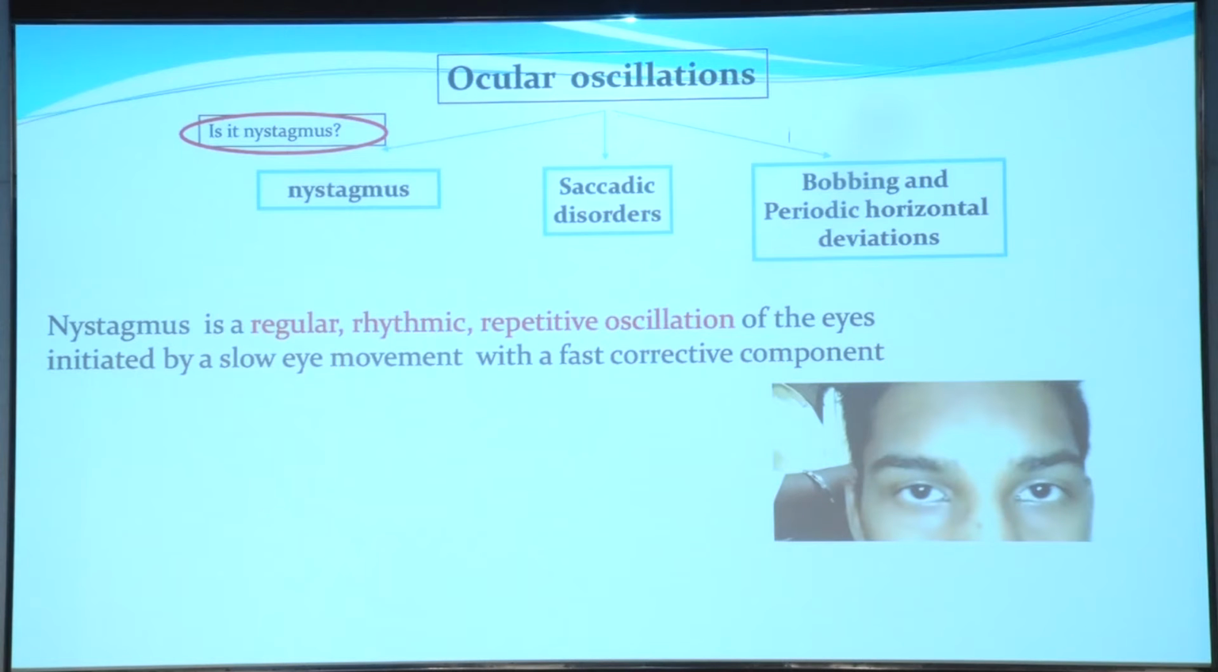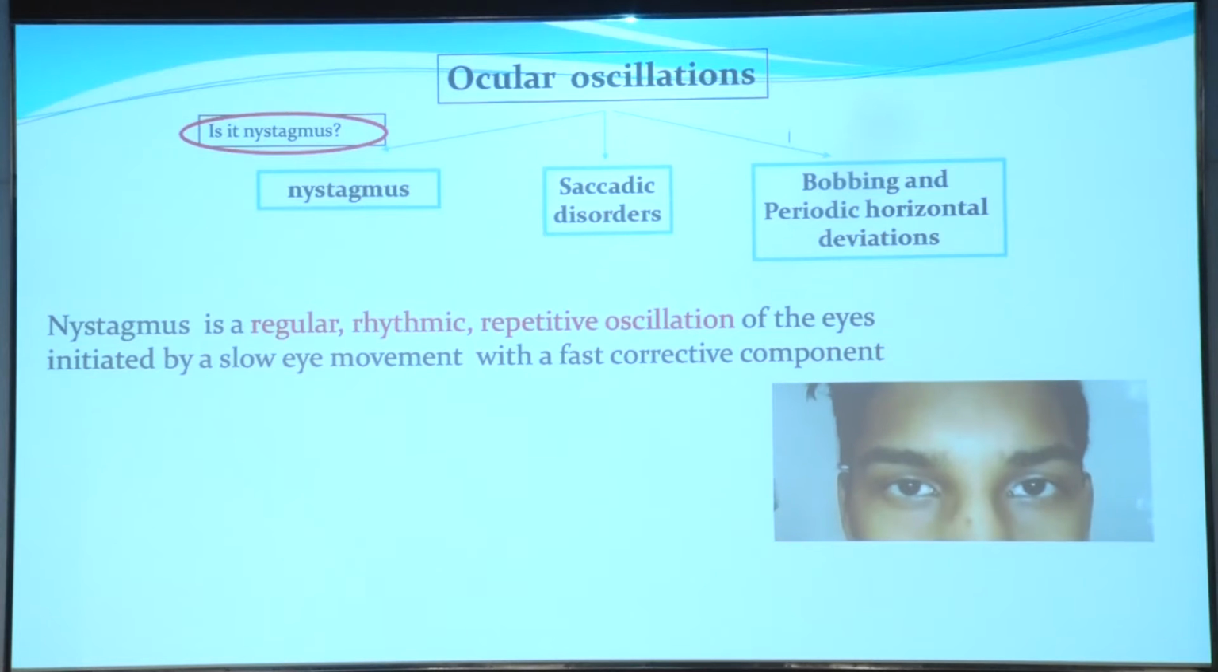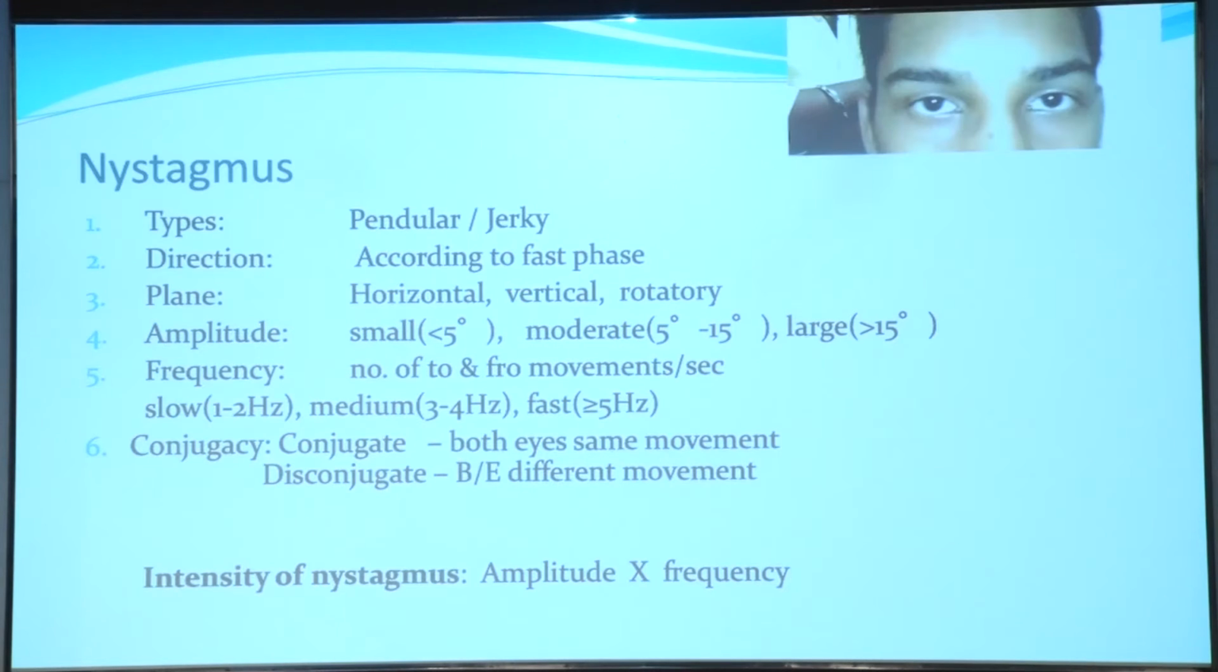Right? So this is just to show how this is a case of pendular nystagmus, where you can see that the eyes are moving in a particular rhythm and repeatedly moving. So coming to the characteristics of nystagmus, nystagmus can be pendular or jerky, as we had seen in that case. Then it has to be classified according to the fast phase, so the direction is given according to the fast phase of the nystagmus. It can be horizontal, vertical, or torsional.